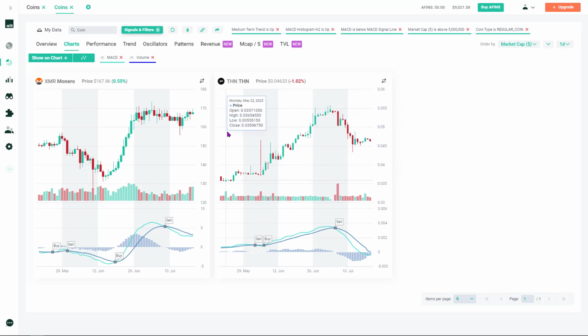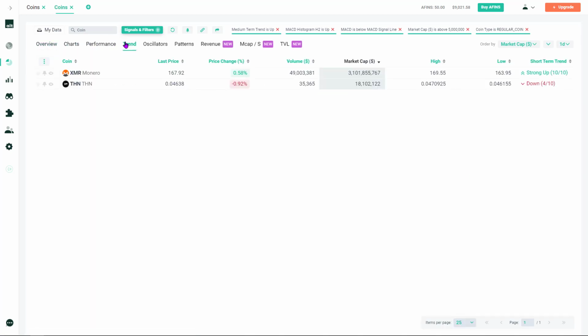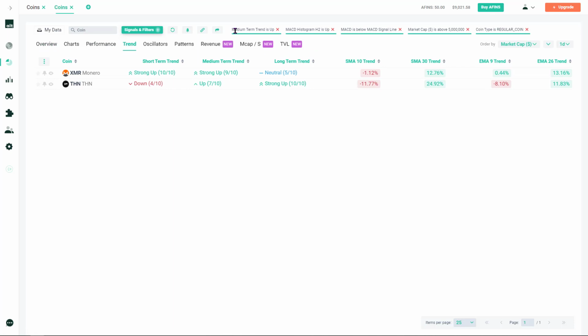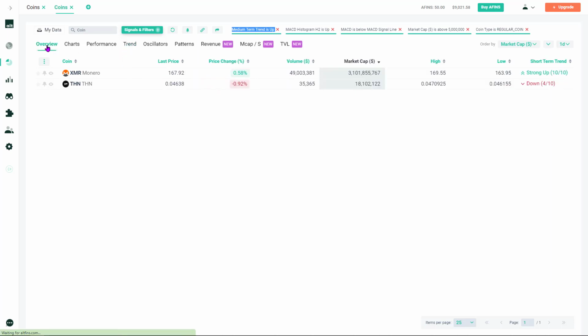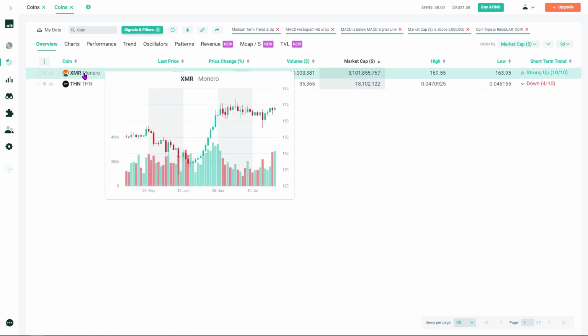Now, in the case of Monero, let's take a look at, first of all, the trends. As I mentioned, the filter condition of this market scan is that we want all coins that are in an uptrend or strong uptrend on a medium-term basis. Monero satisfied this condition. So we're trading with the trend. Trend is our friend if we're going to be buying.